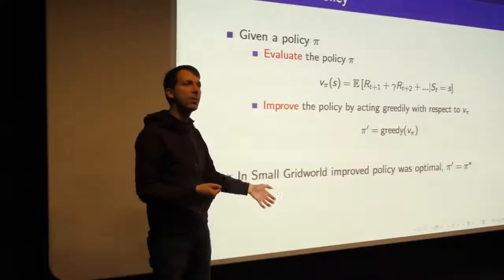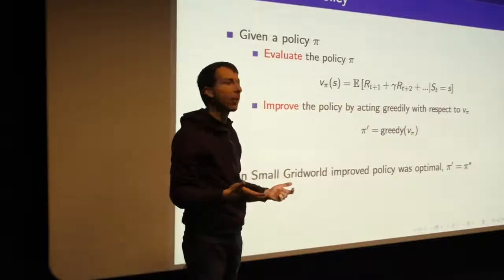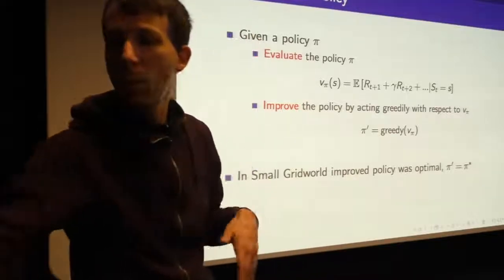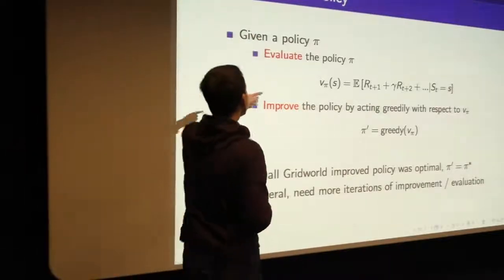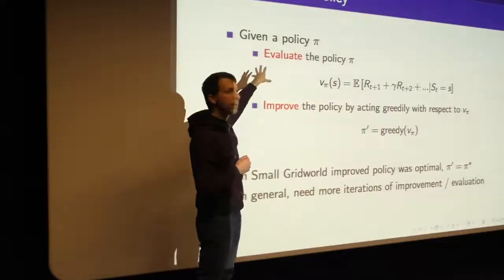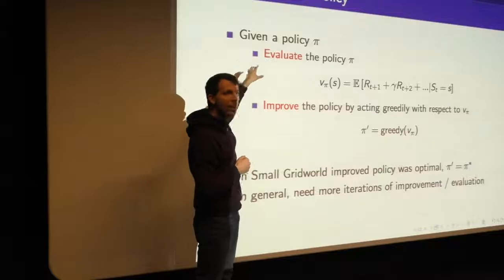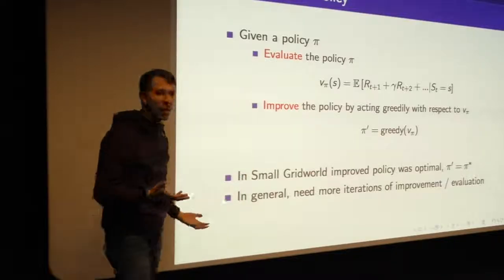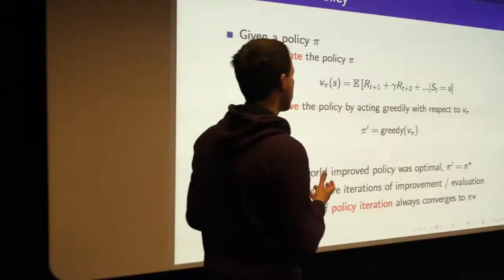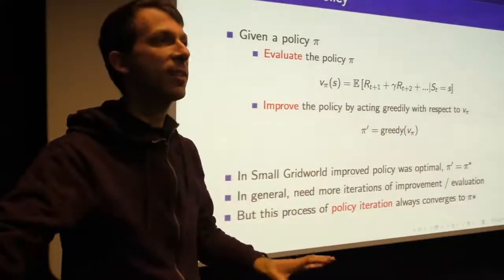And in the small grid world, that was enough. If you went all the way to the bottom of the left column and then acted greedily, that already gave us the optimal policy. That isn't normally the case in more interesting problems. But what is the case is that you can go round and round this process iteratively. You can start with a policy, evaluate it, improve it, evaluate your new policy, improve it, and eventually this process always converges to the optimal policy. We'll see why in a second, but first I just want to give a bit more intuition.